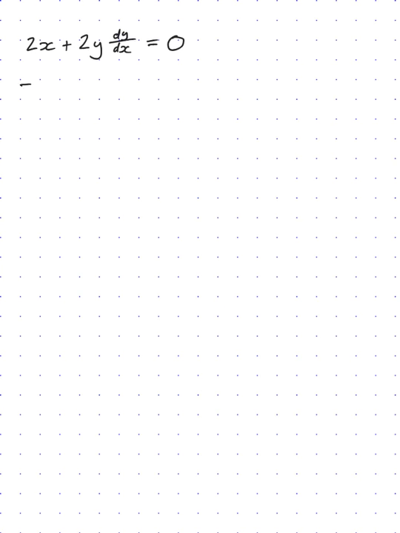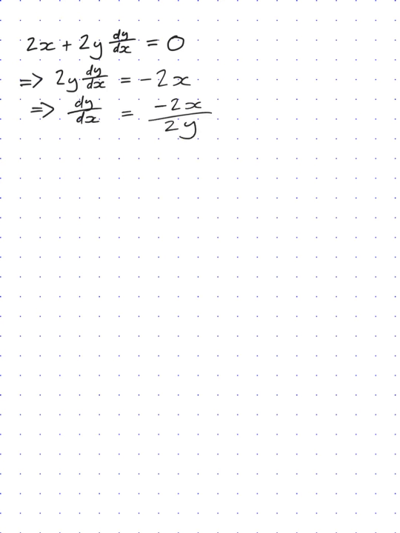So let's go back to the expression we just worked out, which is 2x plus 2y times dy/dx equals 0, and solve that to get dy/dx in terms of x and y. If I bring that 2x over to the right hand side and divide both sides by 2y, my answer is that dy/dx is equal to minus 2x over 2y, or dy/dx is equal to minus x over y, which is the same answer that I got using the explicit version the first time around.